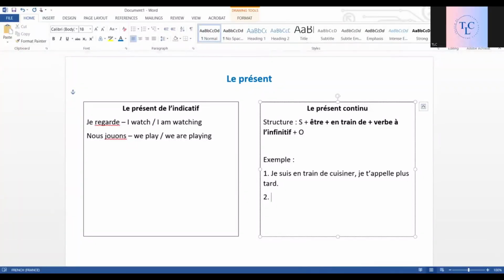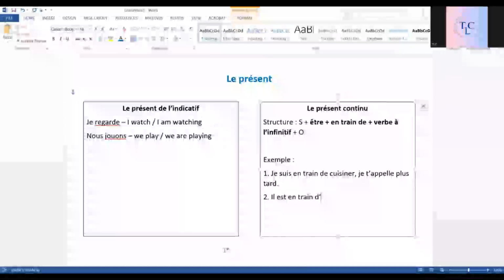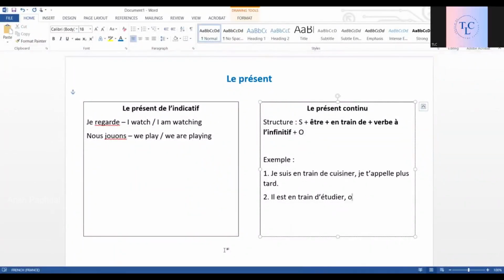Second example, il est en train d'étudier. On va sortir dans 2 heures. Okay, he is studying. That action is actively happening. I want to say that. And so we will go out in 2 hours. Right now, it's not possible because that person, he is studying.